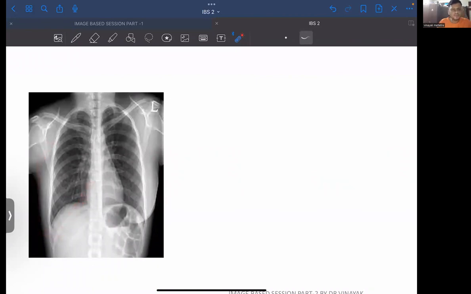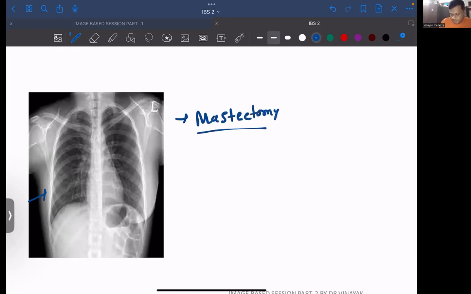There is nothing. It is an X-ray of a female, right? So there is an absent breast on which side? On the right side of the X-ray. So either the patient is post mastectomy, removal of breast, right? Post breast cancer surgery, right?